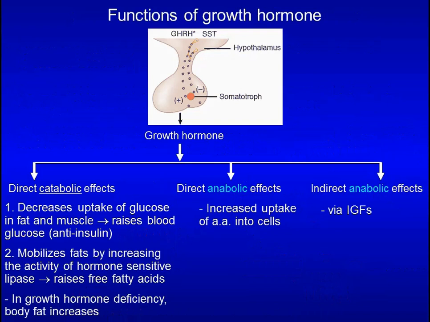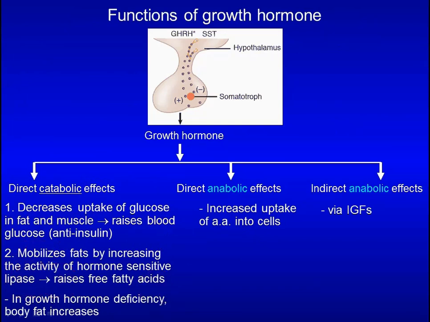Growth hormone has both catabolic and anabolic functions. First, growth hormone has direct catabolic effects. It decreases uptake of glucose into adipose tissue and muscle. As a result, it raises blood glucose level. It also mobilizes fats by increasing the activity of hormone-sensitive lipase. As a result, it raises the blood free fatty acid level.